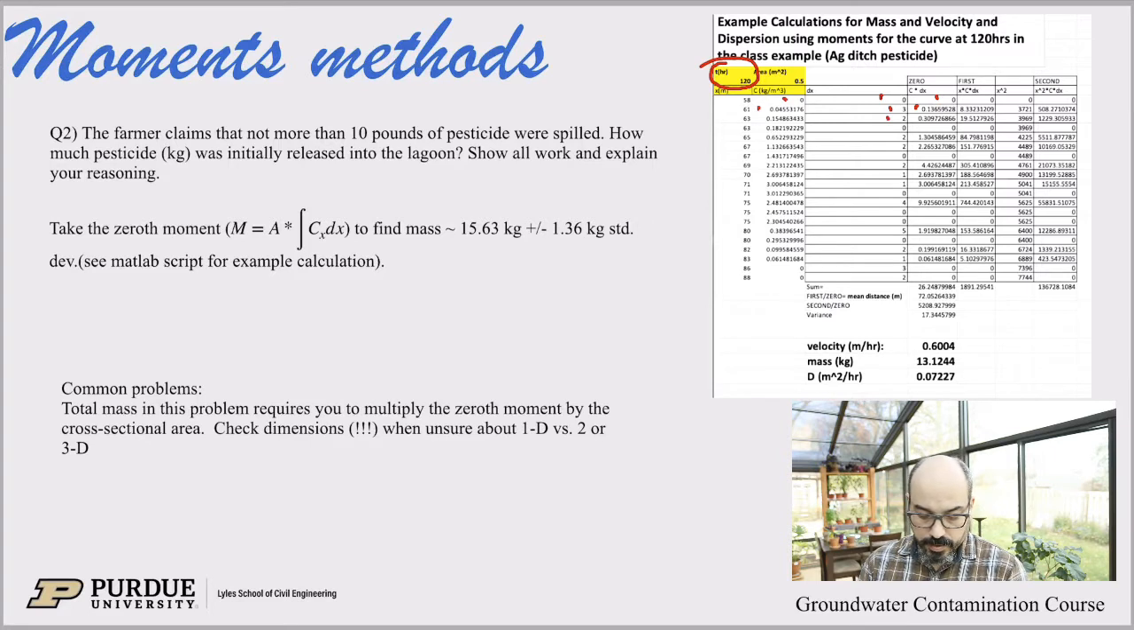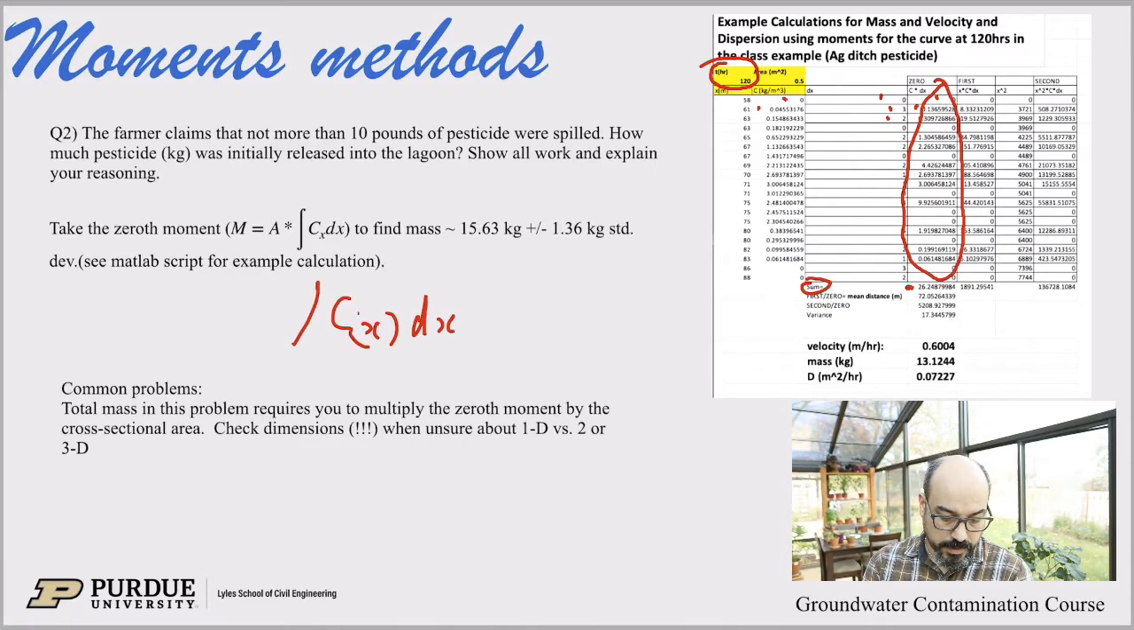And then you do the sum here at the end. So this is literally equal sum of this column here. And this is your 0th moment, right? So this is sum Cx dx in Excel. Now, one thing that's important is to multiply by the area, right? The reason is, again, dimensions.